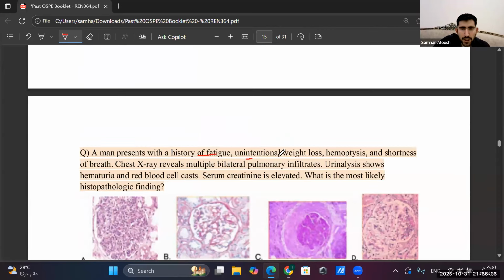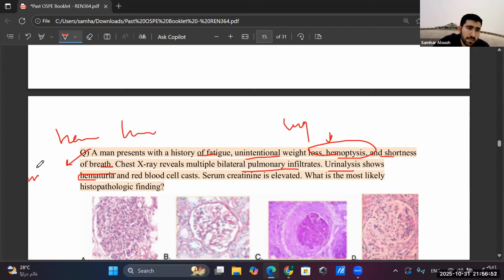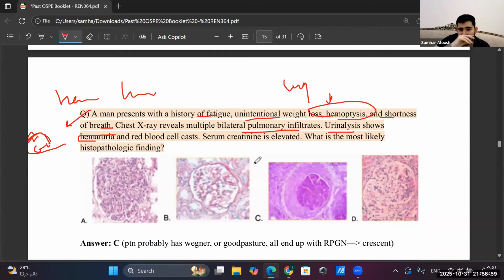History of fatigue, unintentional weight loss, hemoptysis, and shortness of breath. There are lung issues because he has hemoptysis, and the urinalysis shows hematuria. So we said if someone has hematuria and hemoptysis, then that's anti-GBM. Sorry, not anti-GBM, Goodpasture syndrome. Goodpasture syndrome is the one that has hematuria and hemoptysis, and its light microscopy is crescent shape, because Goodpasture is rapidly progressive glomerulonephritis, the one that causes crescent shape. So it's definitely this one.